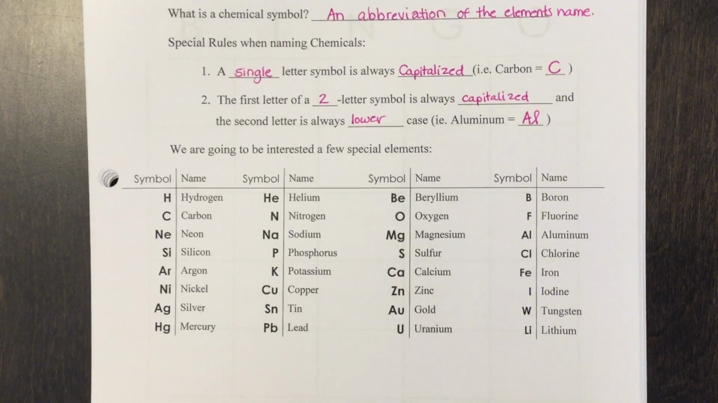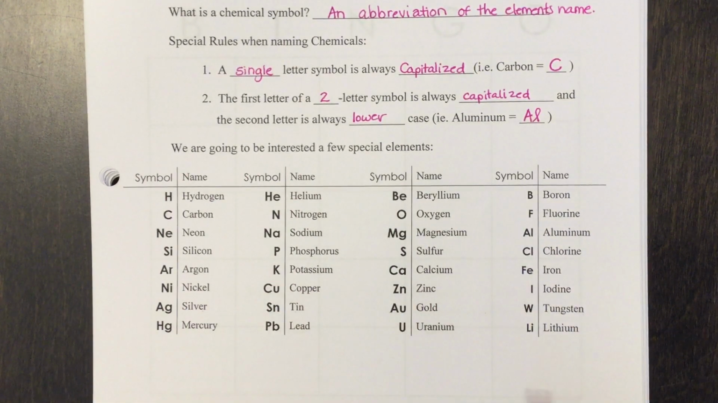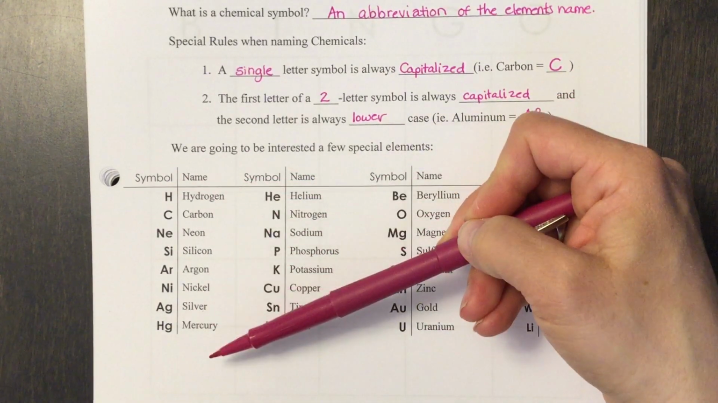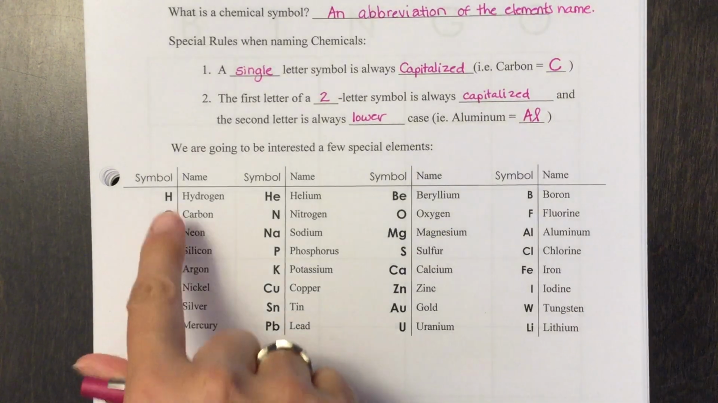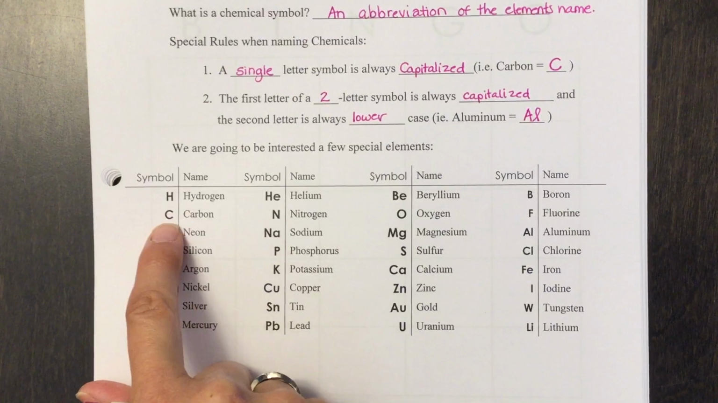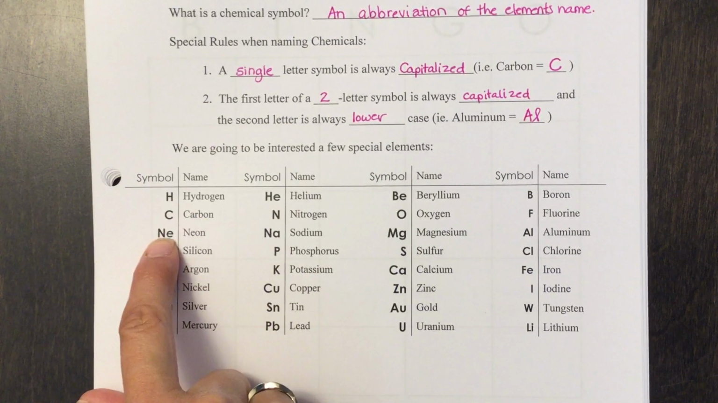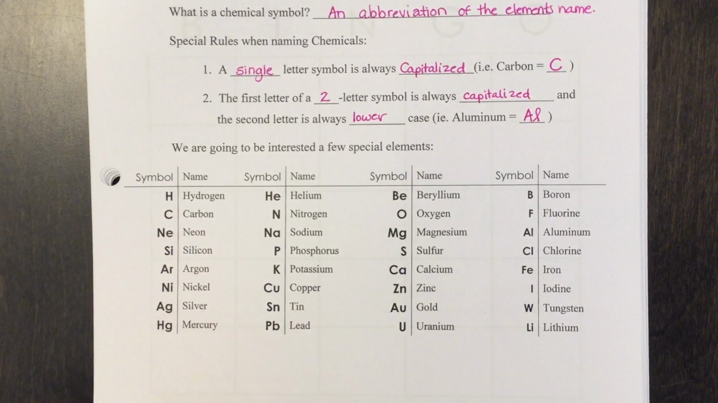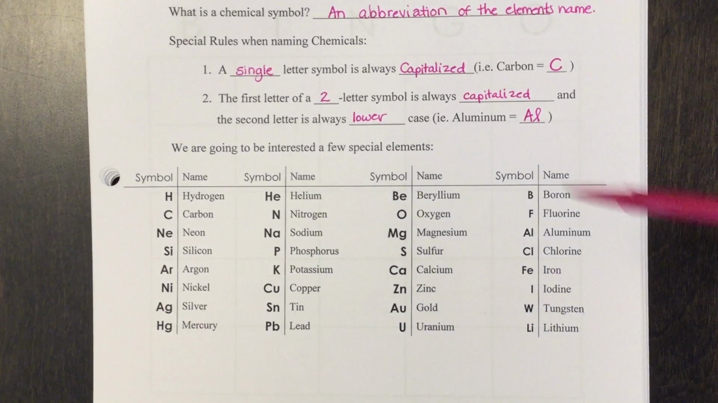So we are going to be interested in these elements of the periodic table. You can see on the left-hand side I put the symbol, and on the right-hand side I put the name. And if you take a look, capital H, hydrogen, capital C, carbon, Ne is neon. Now it's not just N because N has already been used. N is for nitrogen.